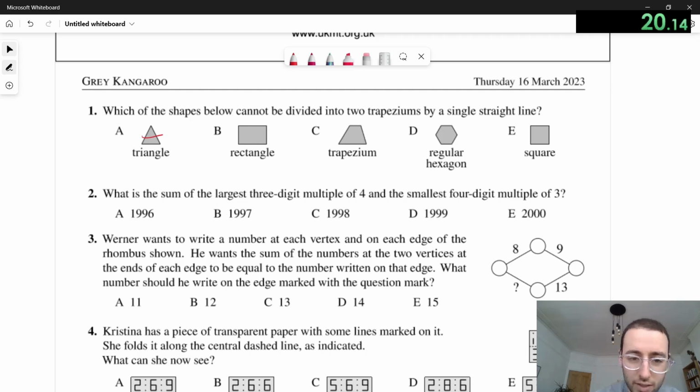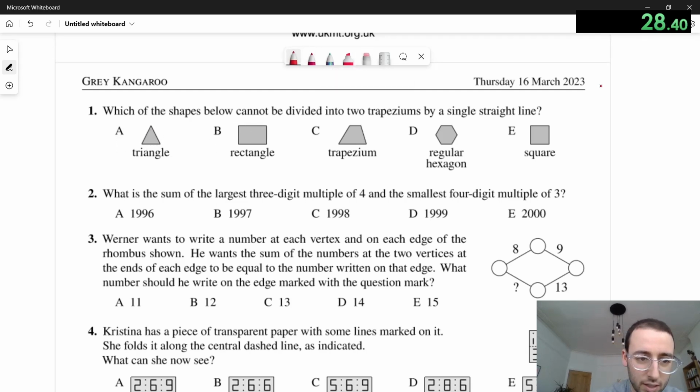Wait, how can any of these be divided into two trapeziums? What? I can see one trapezium. How can you make another one? How can you make one here? Oh, because there's a rectangular trapezium? That's two trapeziums. Is a rectangle? Okay, we're going for triangle, but what the?